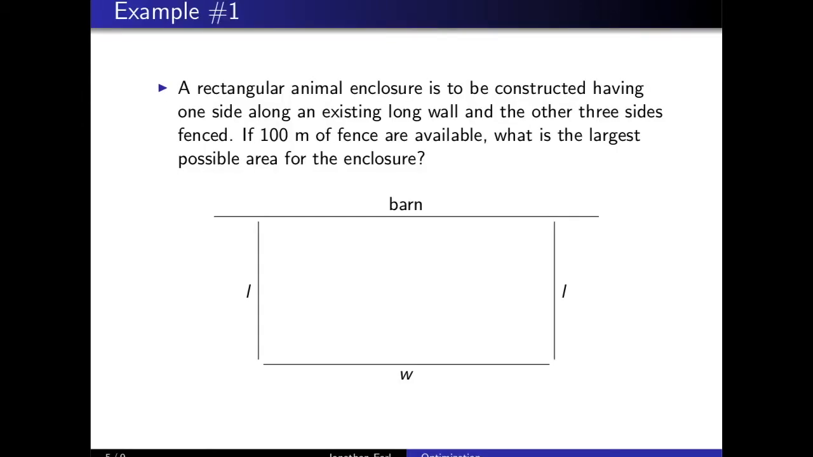Okay, so we have this barn, and it's just there, and we're going to build this fence around it. So we're going to have three sides that we're going to use. So we're going to have two sides of length L and one side of length W that are going to have to account for our fencing.